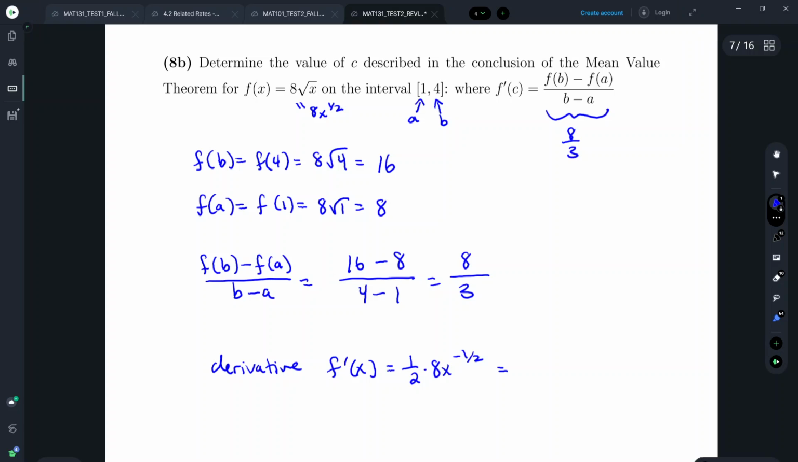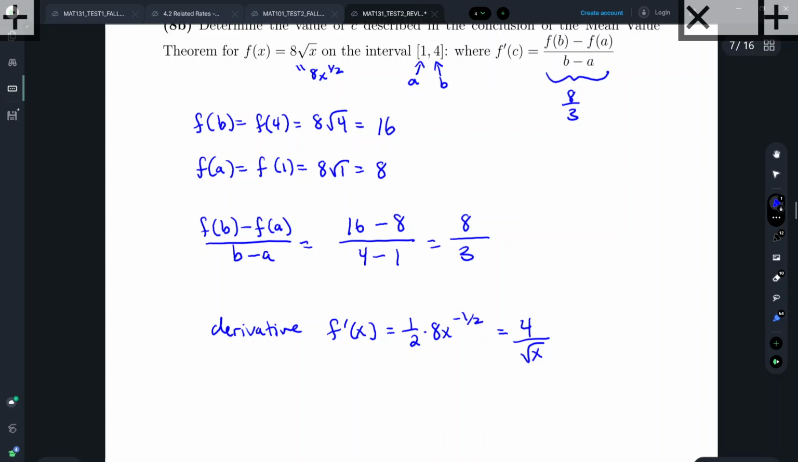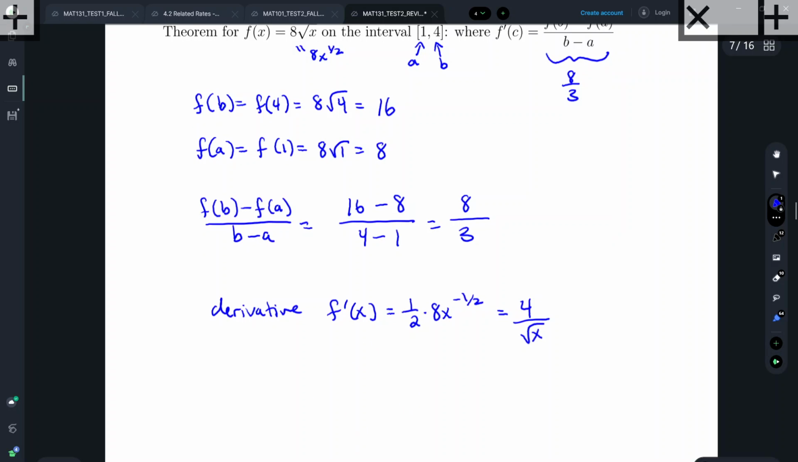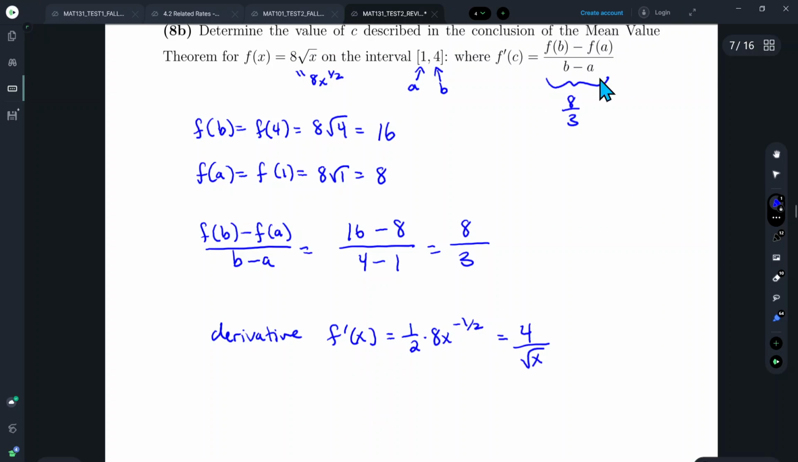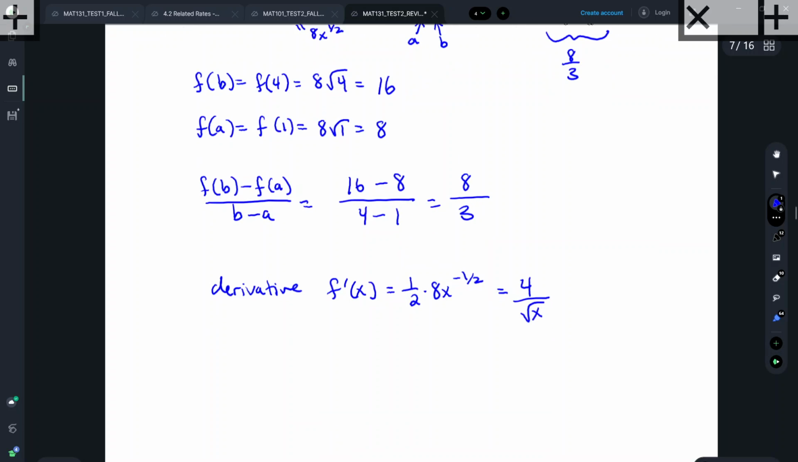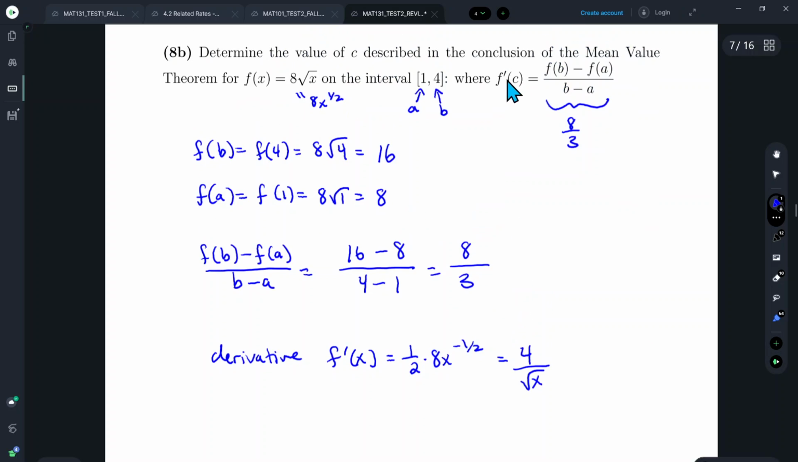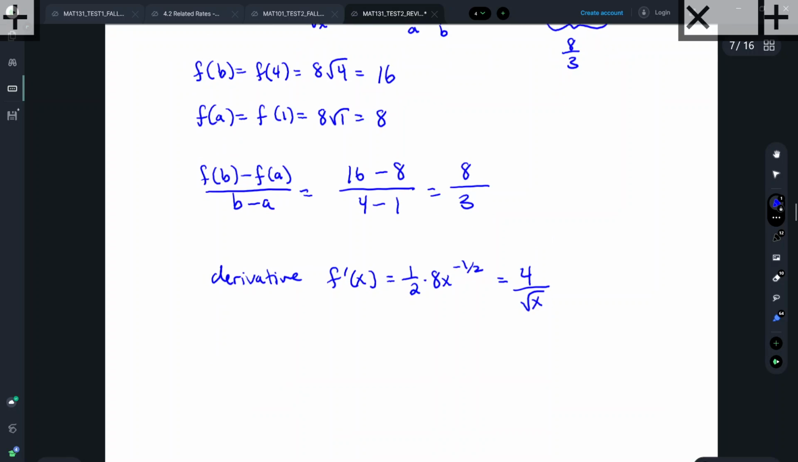Okay, so then what is this equal to? 1/2 times 8 is 4. And then x to the minus 1/2 is just, it goes into the denominator, so you get square root of x in the denominator. Okay, so this is the derivative. Okay, so now this c is just the same as the x. So I'm just going to use x. So we have 4 over square root of x, right? So the derivative, which is equal to 4 over square root of x, is equal to this thing.